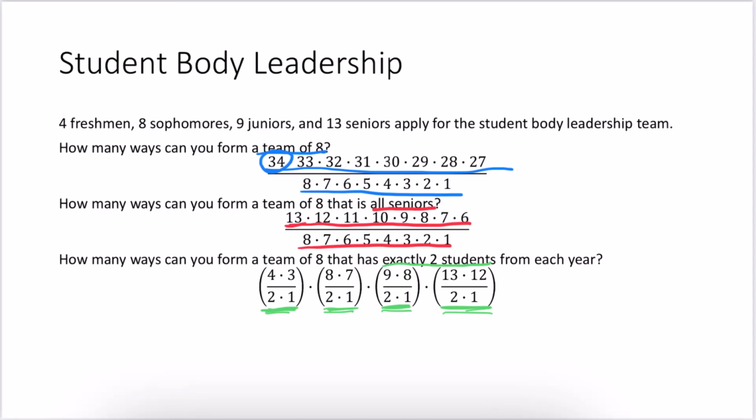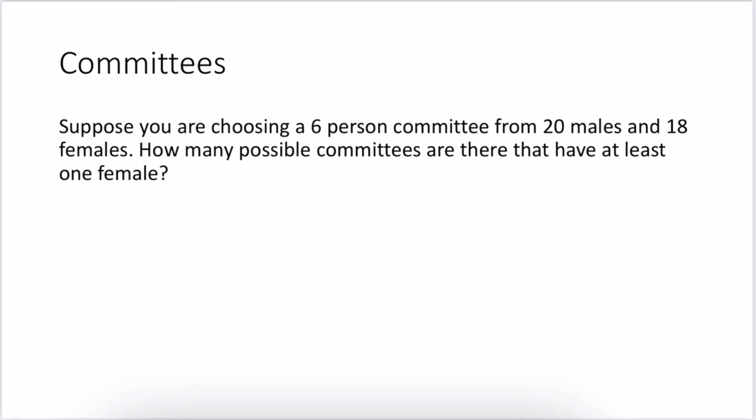So that's kind of the idea of using multiple combinations to find specific ways that you could choose a team or a committee or something like that. The last type of counting method I'd like to talk about is kind of related to the one we just did, but it's also slightly different.